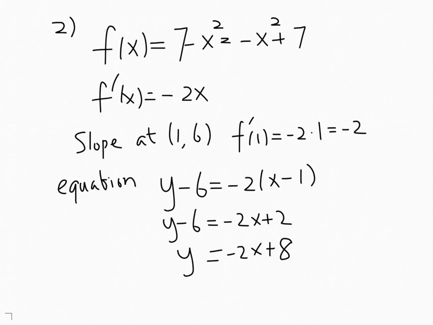Writing out the equation using the point-slope form: y minus y1 equals m times x minus x1. So y minus 6 equals negative 2 times x minus 1. Rewriting into slope-intercept form, I have y equals negative 2x plus 8.